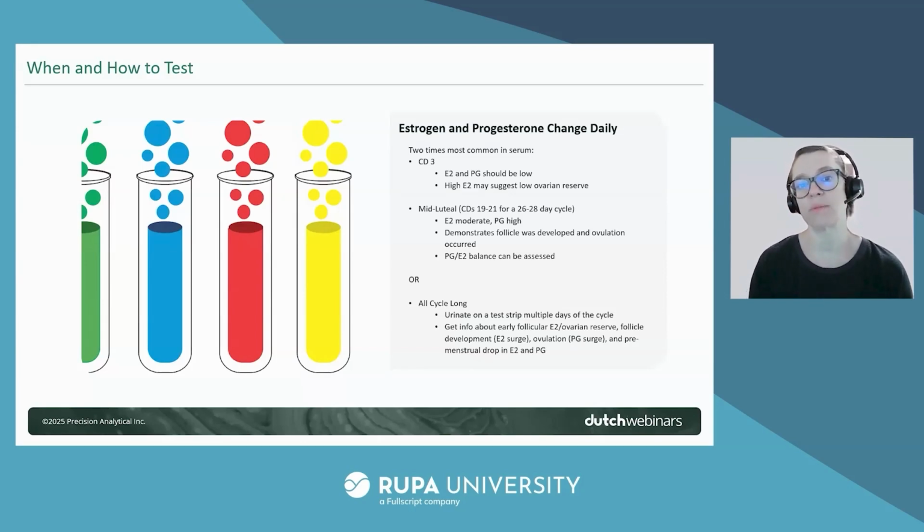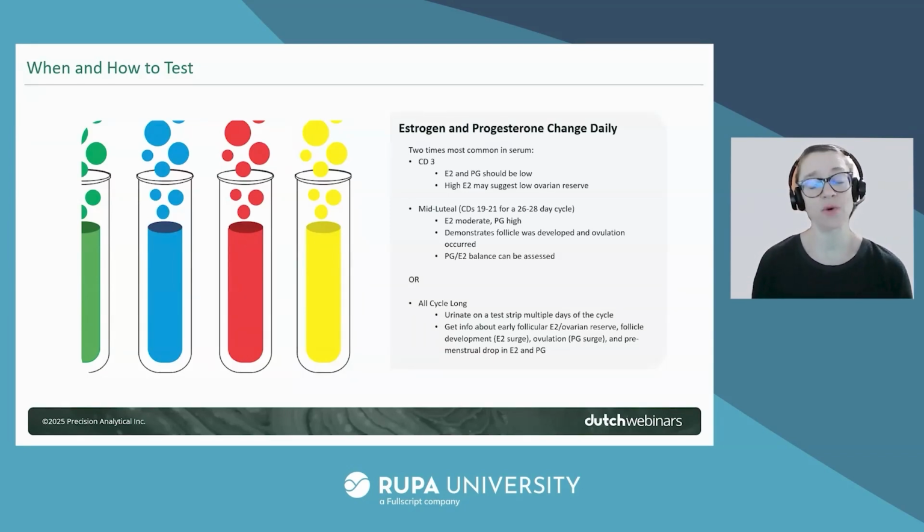So we'll look at serum on potentially days like cycle days 19 through 21, again, when they're having a 28-day cycle. This is when we expect moderate progesterone or moderate estradiol, highest levels of progesterone. So we get to see the follicle was developed and ovulation occurred. And this is also when we're going to be assessing that estrogen progesterone balance we're often talking about.